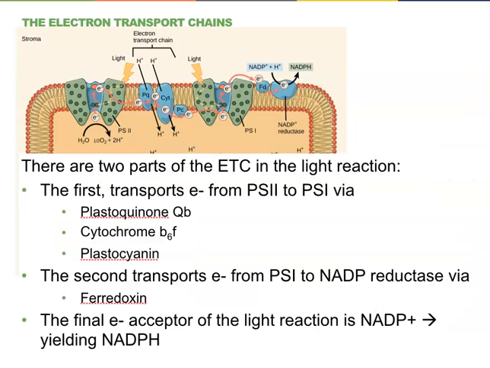Now, there are two parts of the electron transport chain in the light reaction. The first, we have this plastoquinone and the cytochrome b6f as well as plastocyanin. In this system, the first transports the electron from photosystem 2 to photosystem 1 via this complex here. So you're literally passing electrons down their electronegativity gradient. That means there's something intrinsically different between the ETC and photosystem 1.